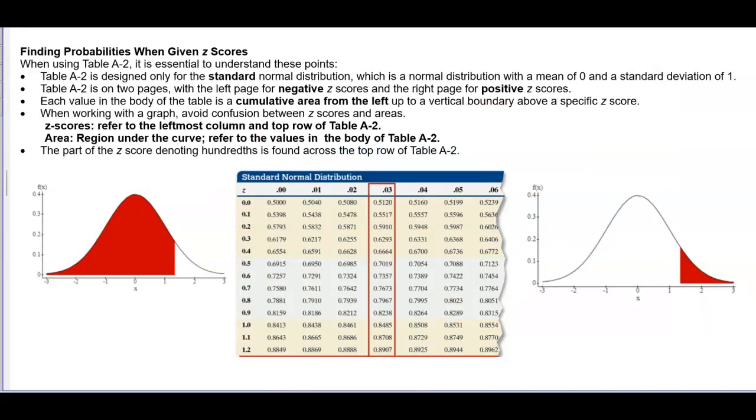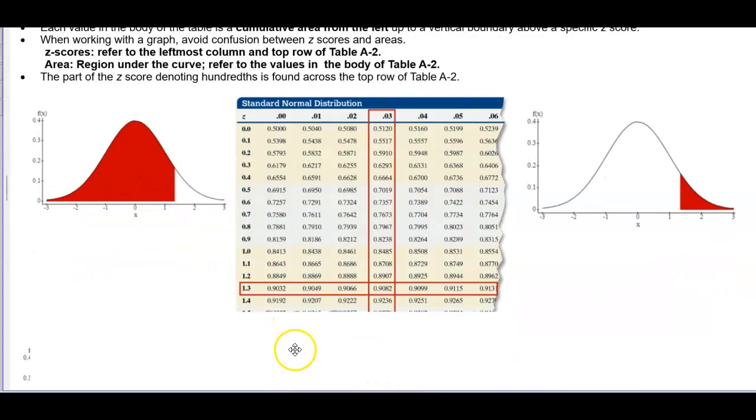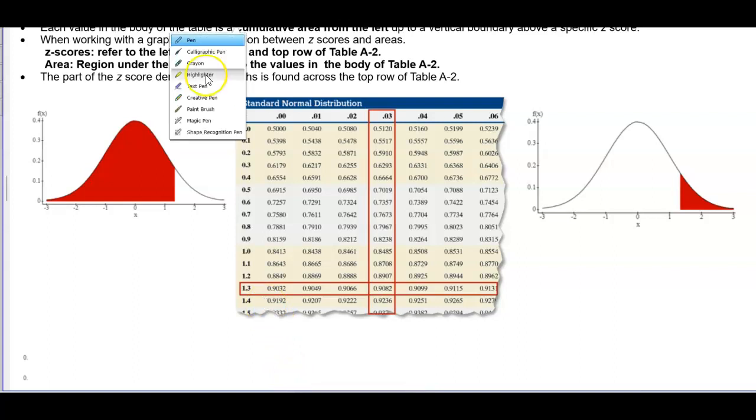Now, in this problem, we're looking at the z-score of 1.33. If you take a look here at the bottom at 1.33, we're looking at 1.3, and then the top part is the hundredths place, and that gives us 1.33. You can see the area that's given.